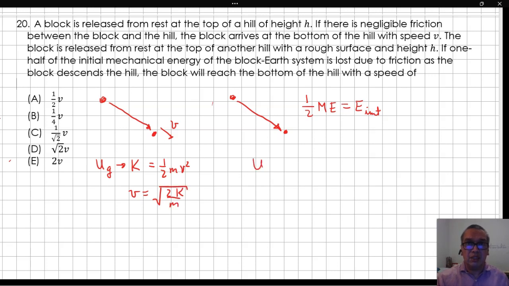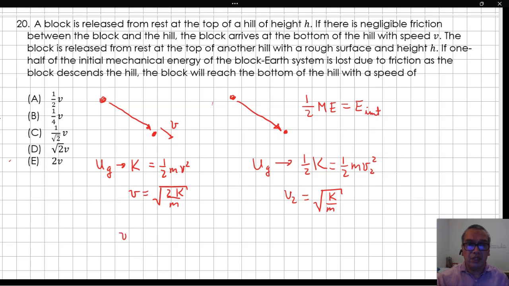In the second case, only half of the potential energy transforms to kinetic. So we have 1/2 K equals 1/2 m v2 squared, which turns into v2 equals the square root of K divided by the mass.